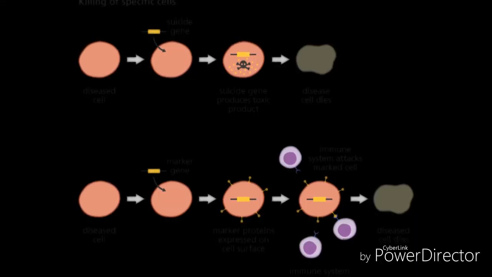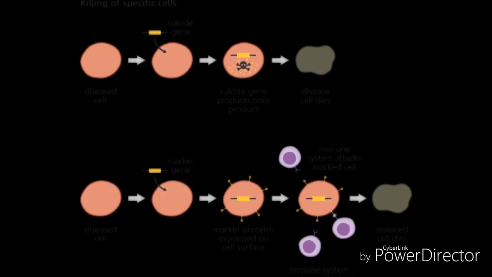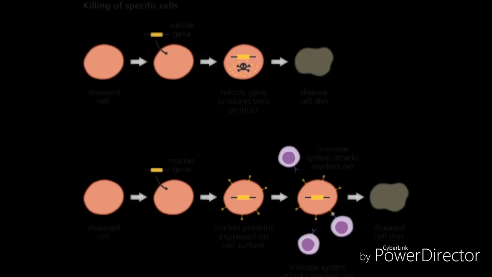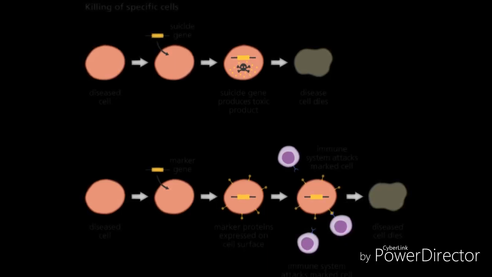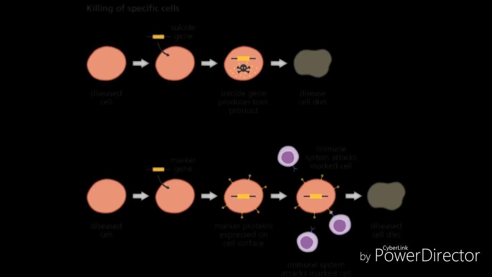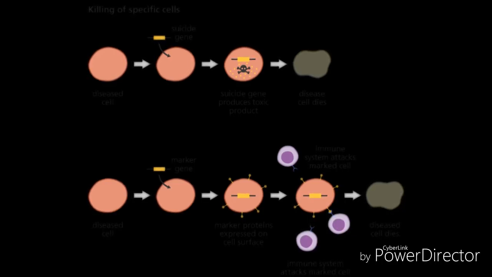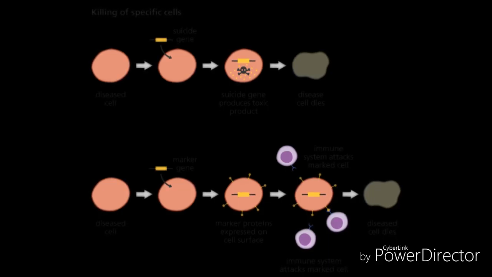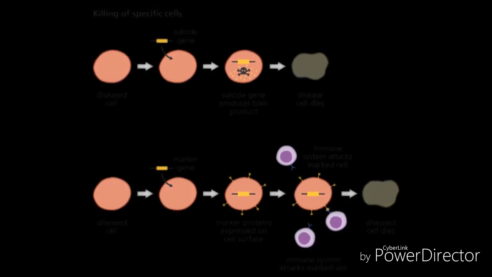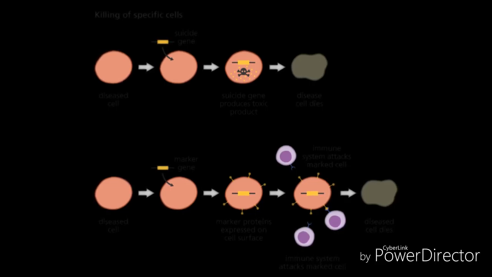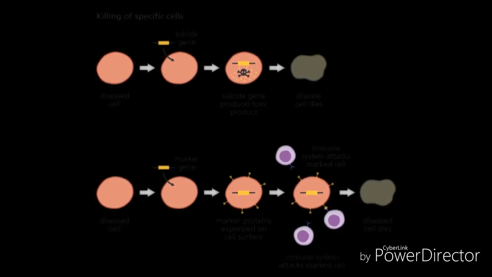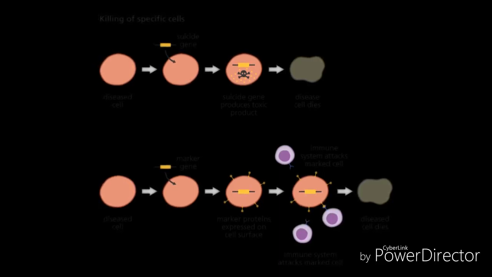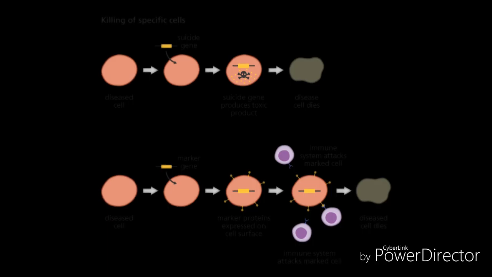Killing of a specific cell is the last technique we will discuss. It is suitable for diseases such as cancer, which is treated by destroying certain groups of cells. The aim is to insert DNA into the diseased cell which causes the cell to die. This can occur in two ways. First, the inserted DNA contains a suicide gene that produces a highly toxic product which kills the diseased cell, or the inserted DNA causes expression of a protein that marks the cell so that the diseased cells are attacked by the body's natural immune system.